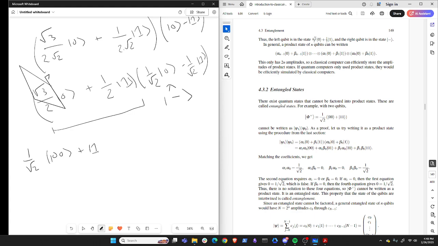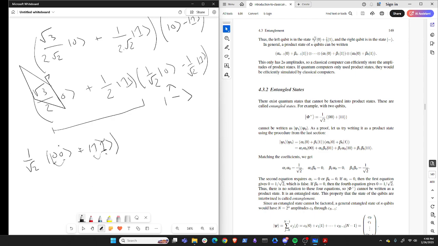I mean, just visually you can tell that it doesn't matter which qubit is measured. It determines the other qubit. So if the first qubit is 0, then the second qubit will be 0. If the first qubit is 1, then the second qubit will be 1, and vice versa for the other way around. If we measure the second qubit first, we get 1. We know that this will be 1, and vice versa for the 0.